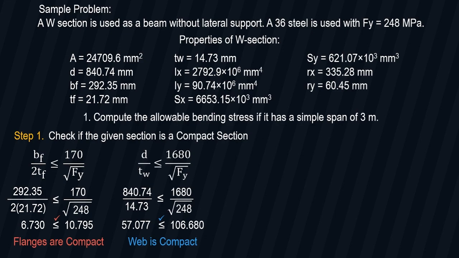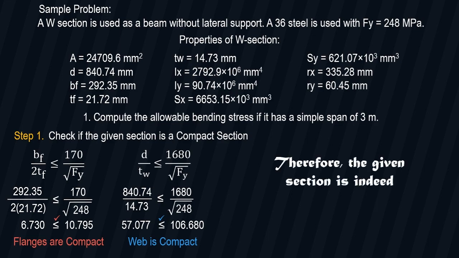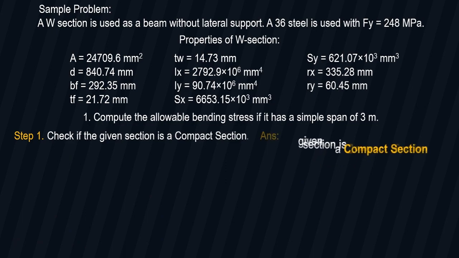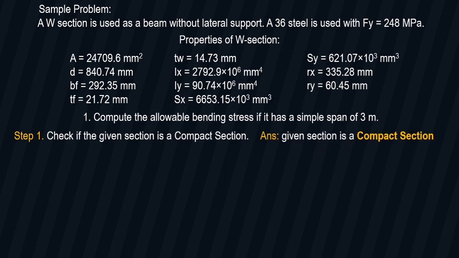Since both of the two equations are satisfied, both the flanges and the web are compact. Therefore, the given section is indeed a compact section. So that's how we answer step number 1: the section is indeed a compact section.